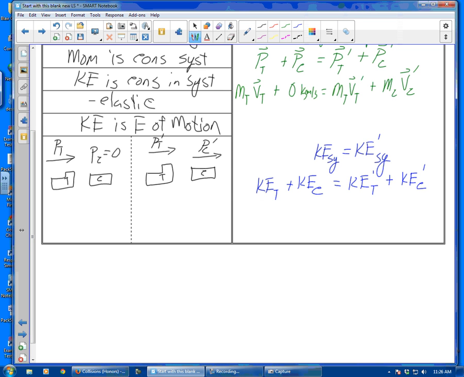So now substituting in, I know the kinetic energy is energy in motion from my equation sheet. I know the equation for it, which is 1/2 inertia of the truck, velocity of the truck squared, plus 1/2 inertia of the car, velocity of the car squared, equals 1/2 inertia of the truck, new velocity of the truck squared, plus 1/2 inertia of the car, new velocity of the car squared.